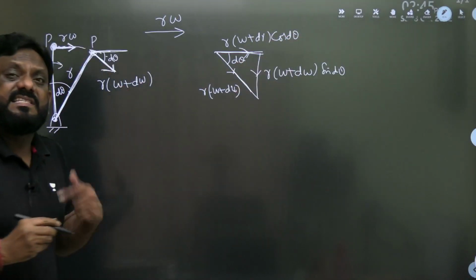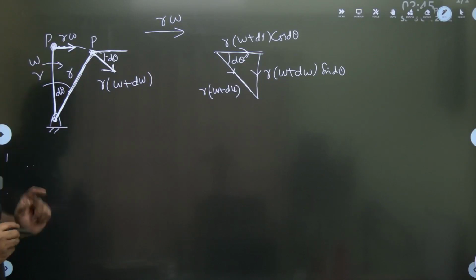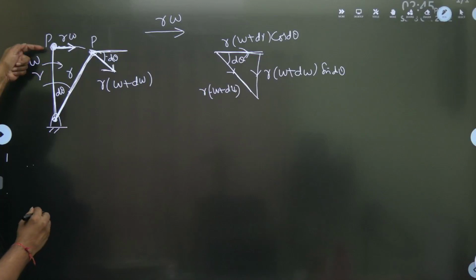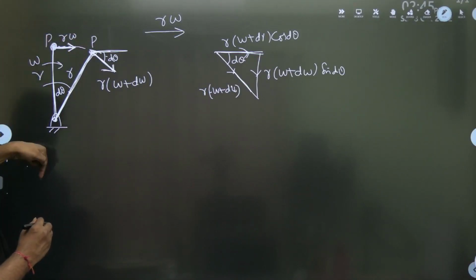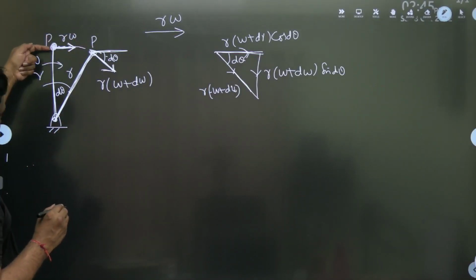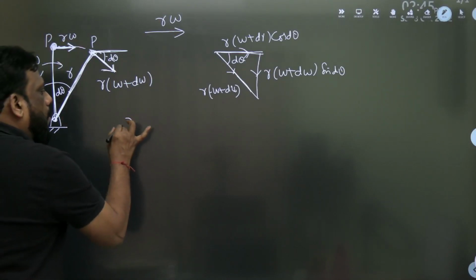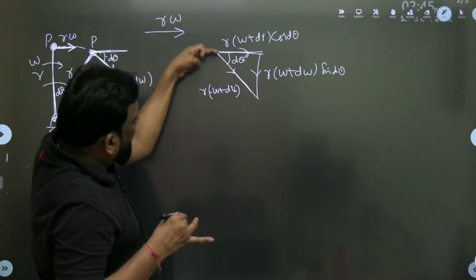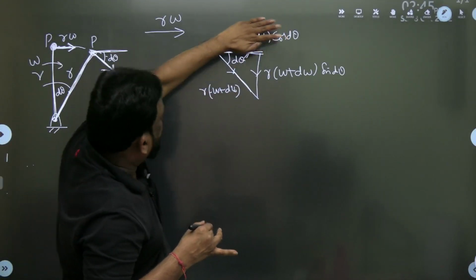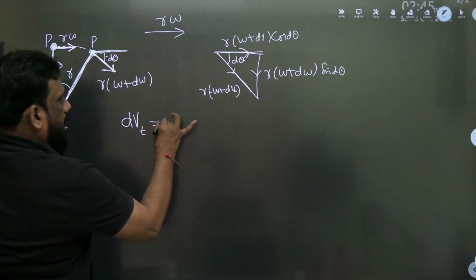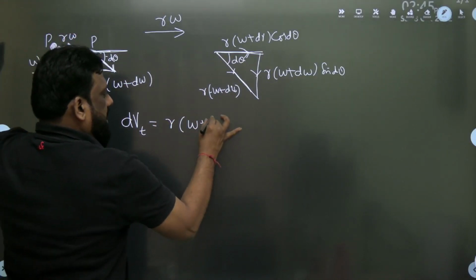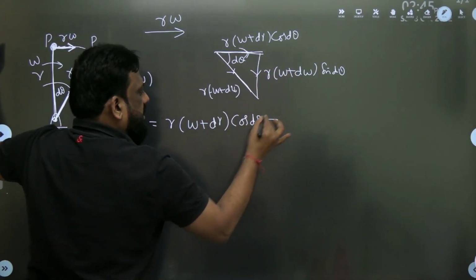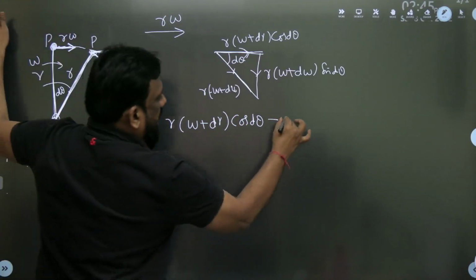Let us see what is the change in velocity in the tangential direction. I am considering changes always with respect to the initial. With respect to the initial, this is the tangential direction and this is the radial. Let us find the change in velocity in the tangential direction. Change is final minus initial. The final tangential velocity is r into omega plus d omega into cos d theta, minus the initial, that is r omega.